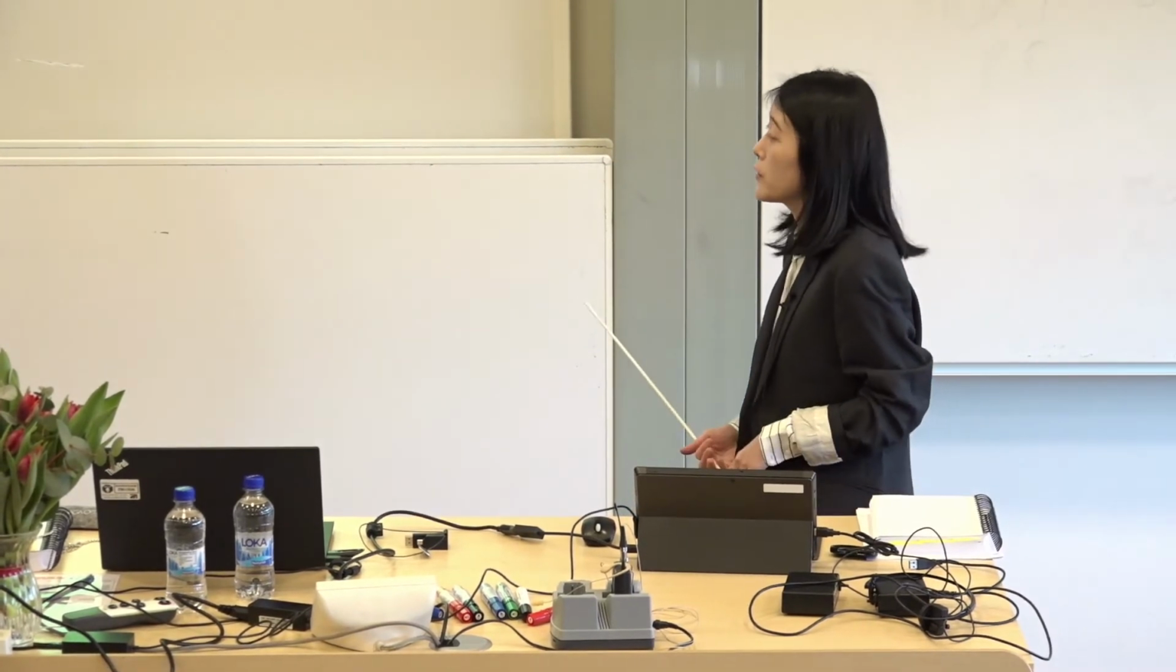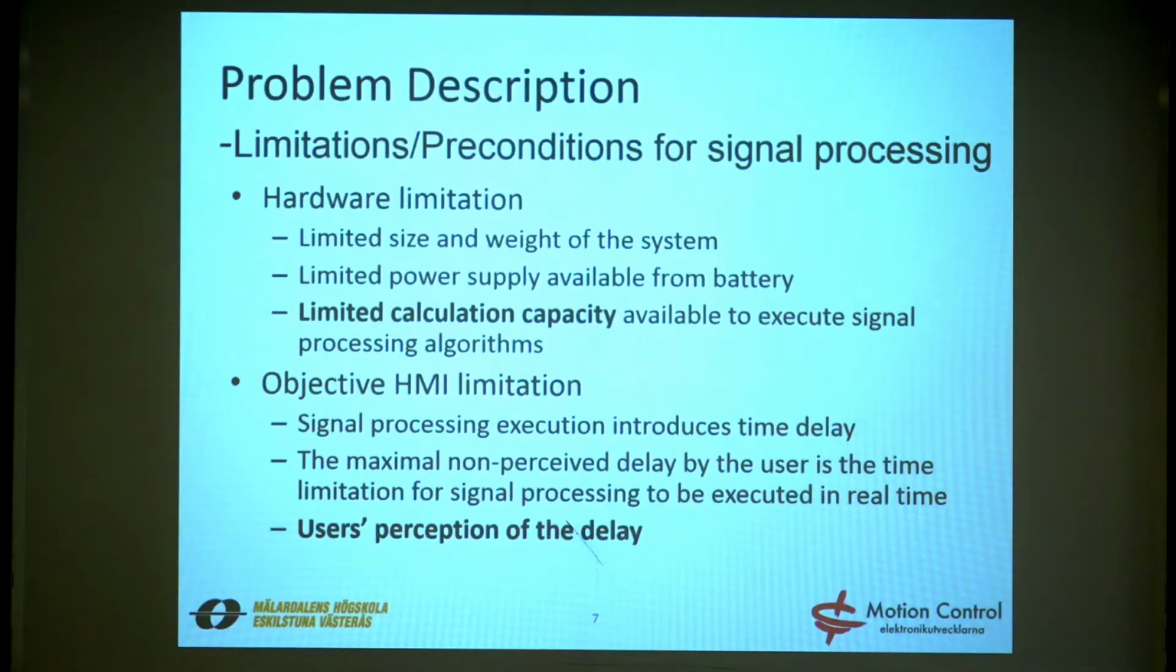These are signal errors, and except for the signal errors, there are also limitations, or we can say preconditions, for signal processing. The hardware has limitations like small size, light weight, or limited power supply available from the battery. But the limited calculation capacity available to execute the signal processing algorithms is the most important limitation for signal processing that we considered.